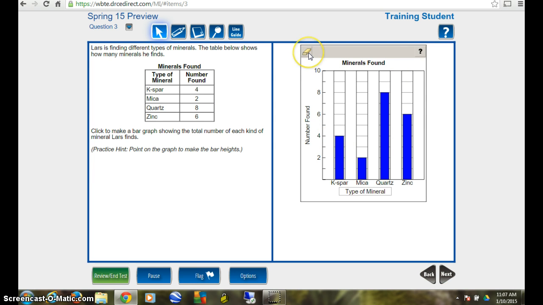If we made a mistake, we could click erase. Look, it says reset all. If I push that, it would erase all of them. Okay, so let's go on.